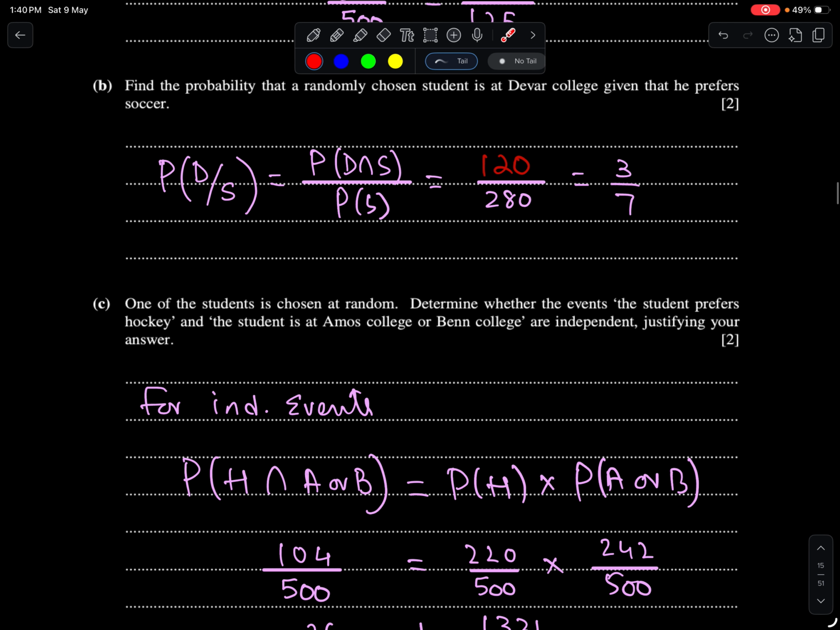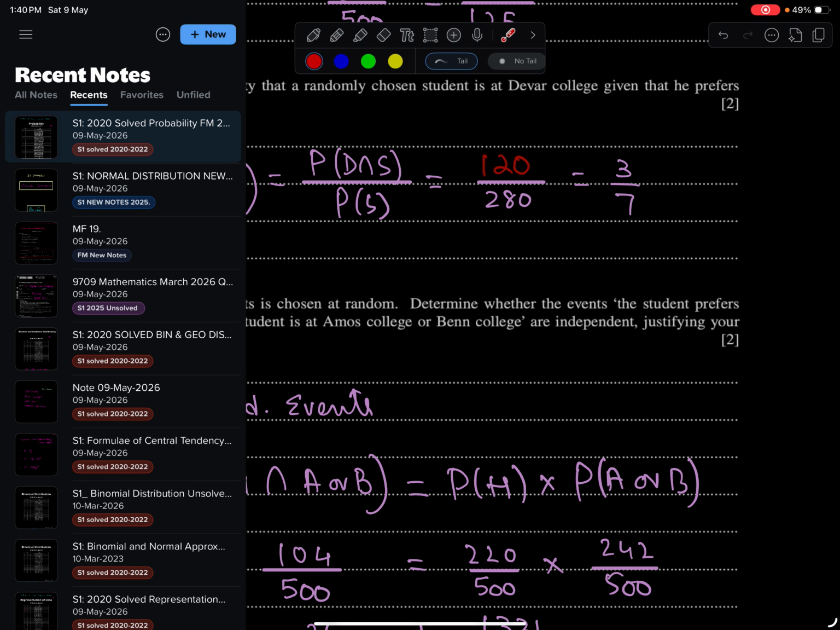Alright, this is enough for probability. Now probability distribution. Probability distribution is here.